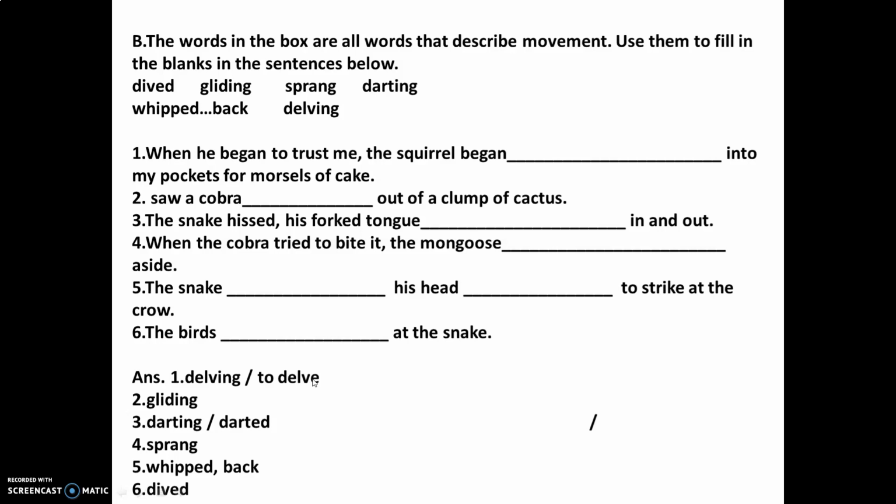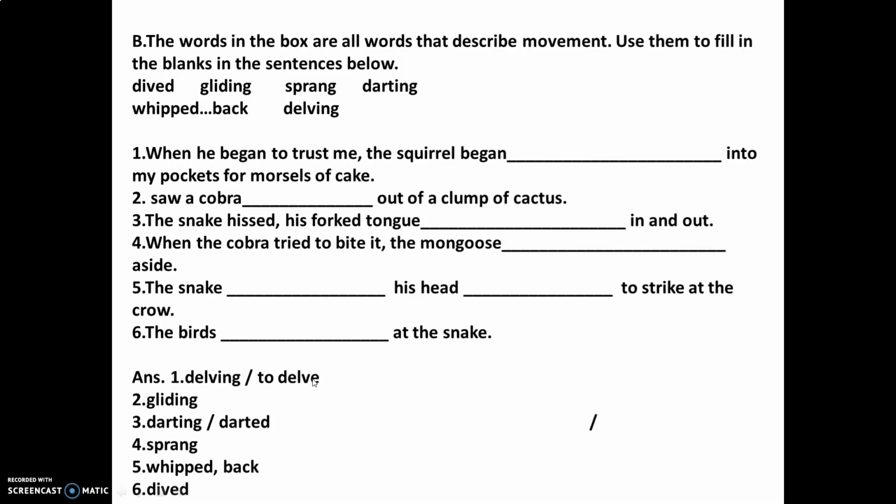Now the words in the box are all words that describe movement. Use them to fill in the blanks in the sentences below. What are the words? Dived, gliding, sprang, darting, whipped back, delving. First one: when he began to trust me, the squirrel began delving into my pockets for morsels of cake. The first answer is delving. Delving is given, so you can follow that.